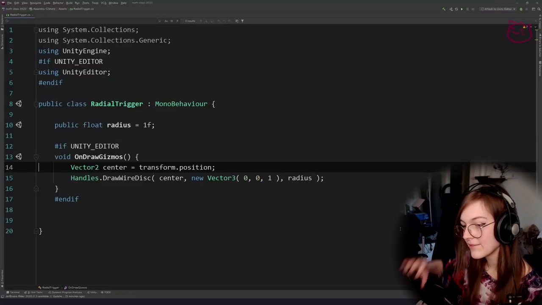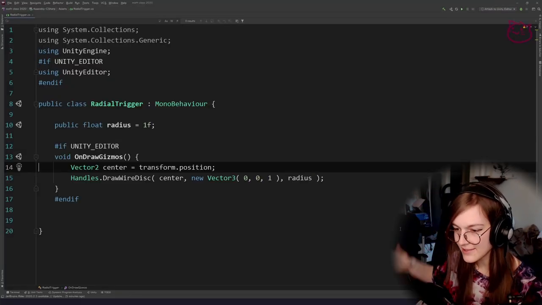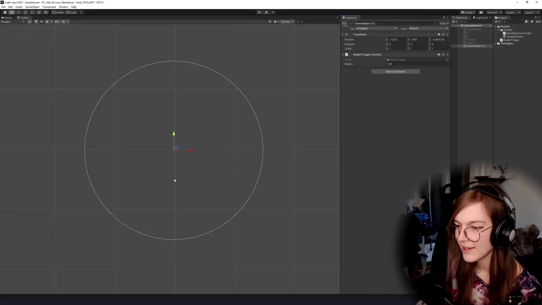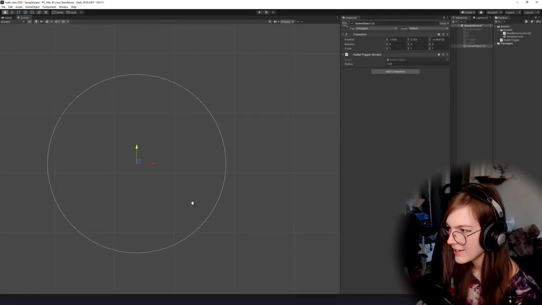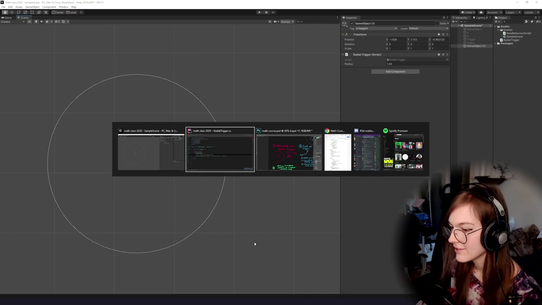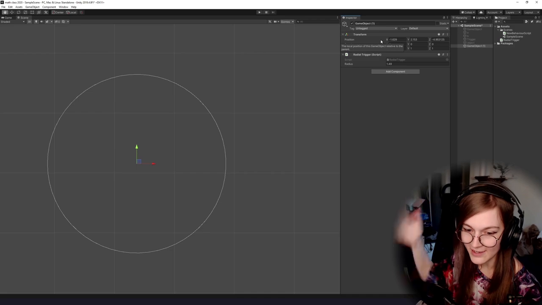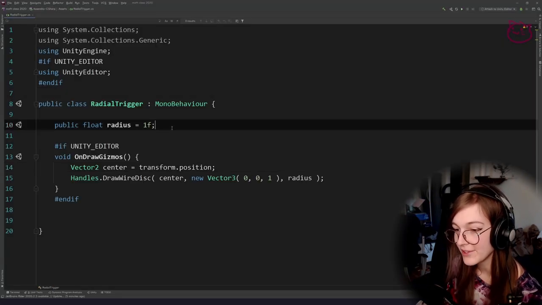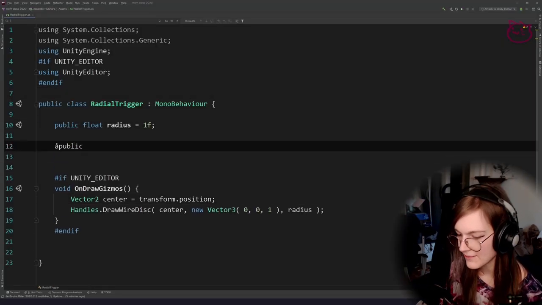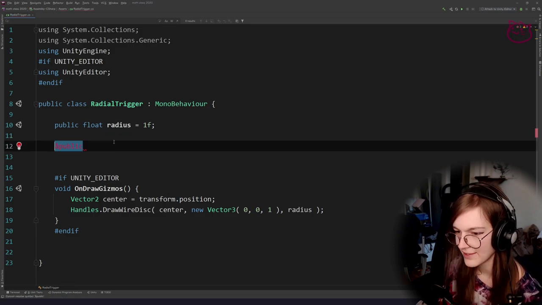All right, so we have that set up now. We can set up the radius. It's drawn at the position of the trigger and all of that, right? So now we're good. Now we can start doing the actual math in this. Actually, we can't do the actual math because we don't have a point to test with. So let's set up a transform that we can use as our test point. Point TF.